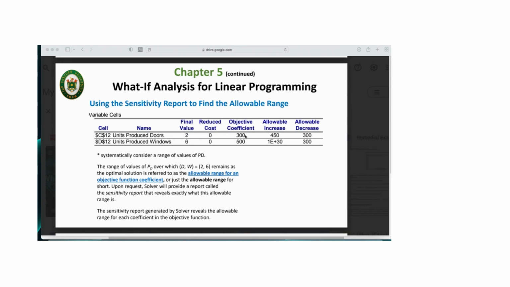How about if we increase this 300 by 500? What will be the effect?